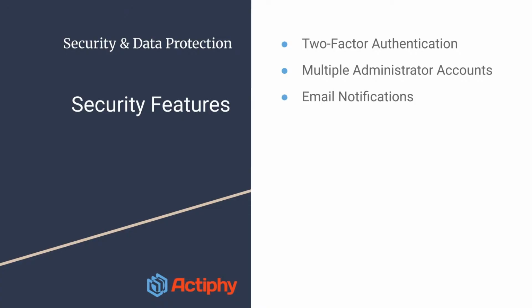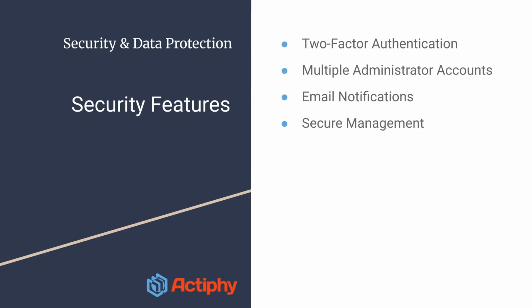Security also means knowing when something needs your attention. ImageReplicator can automatically send email notifications for successful replications, warnings, and failures, allowing administrators to respond quickly if an issue occurs. Rather than constantly checking the console, IT staff can be notified when action is required.